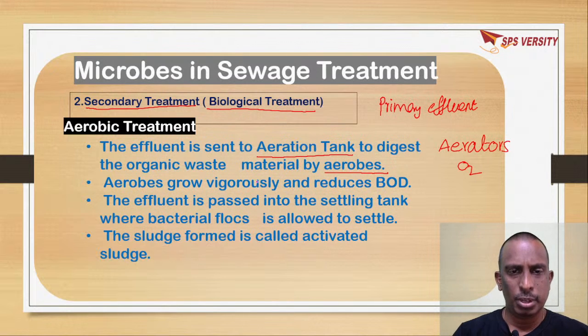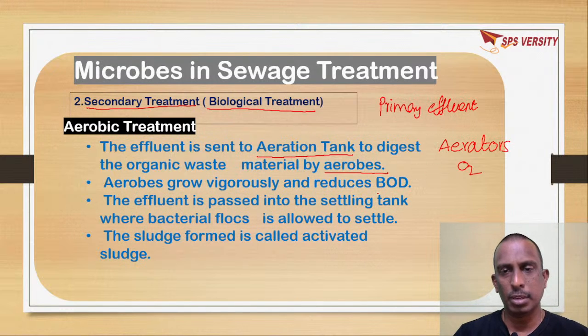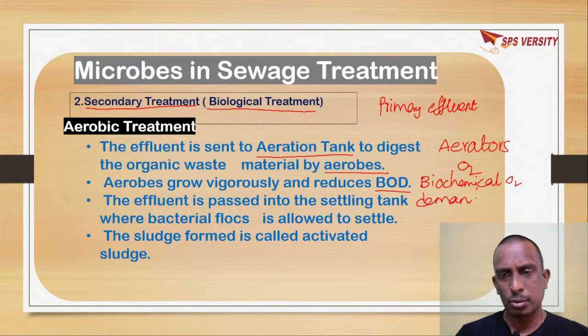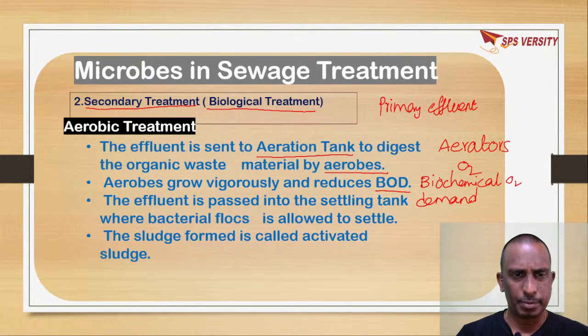During this process, the oxygen demand of the organic waste in the sewage is the BOD, that is called biochemical oxygen demand. Biochemical oxygen demand means the amount of oxygen required to decompose, to digest the organic waste. A lot of oxygen is required for digestion of organic waste, so to increase the oxygen levels, we require aeration tanks. Aerators will increase oxygen.